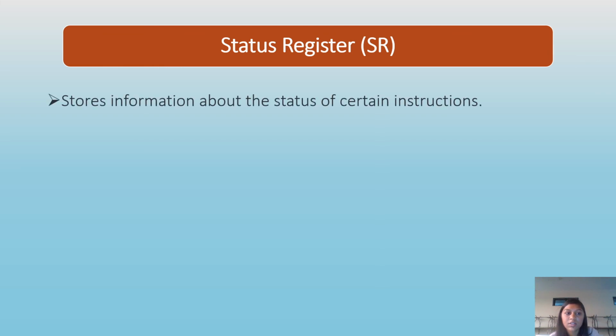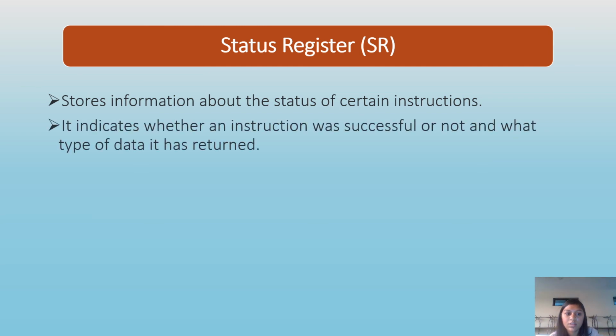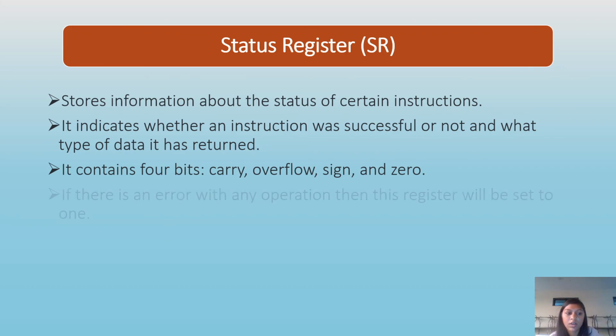The next one is the status register. Status register is a register in the CPU that stores the information about the status of certain instructions. The status register indicates whether an instruction was successful or not and what type of data it has returned. It contains four bits: carry, overflow, sign, and zero. If there is an error with any operation, then this register will be set to 1.